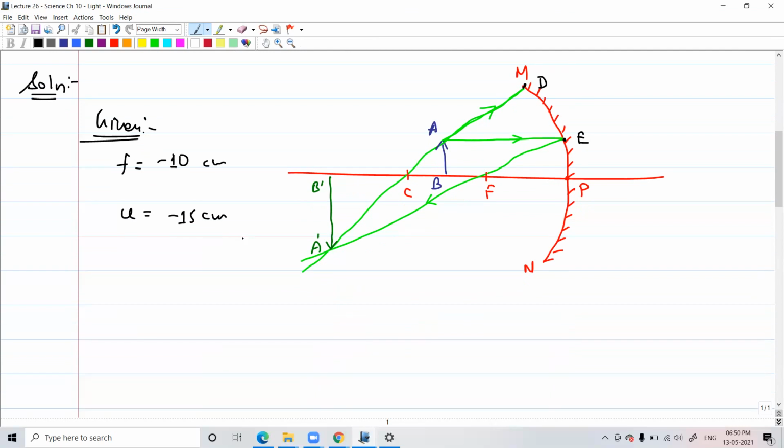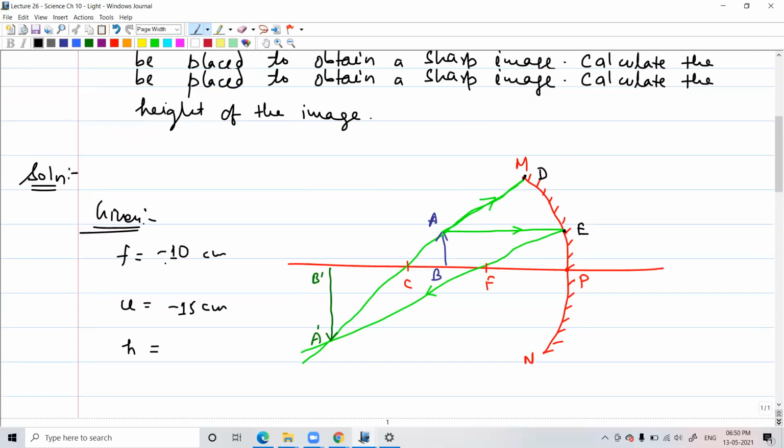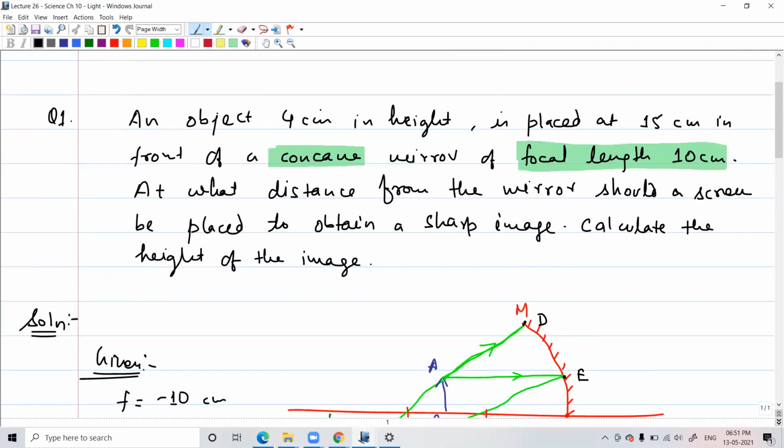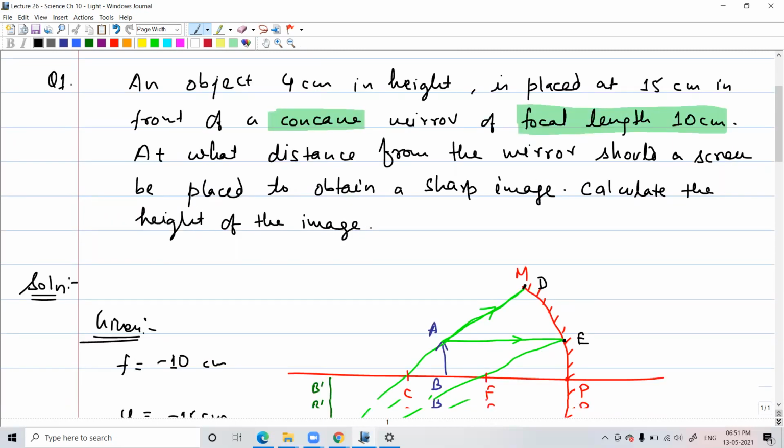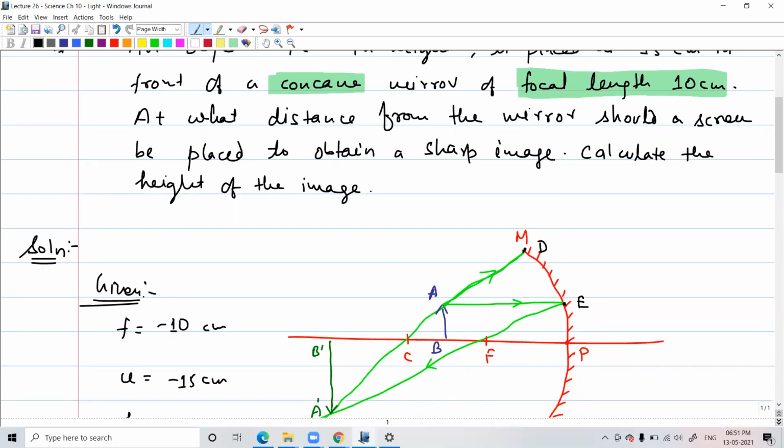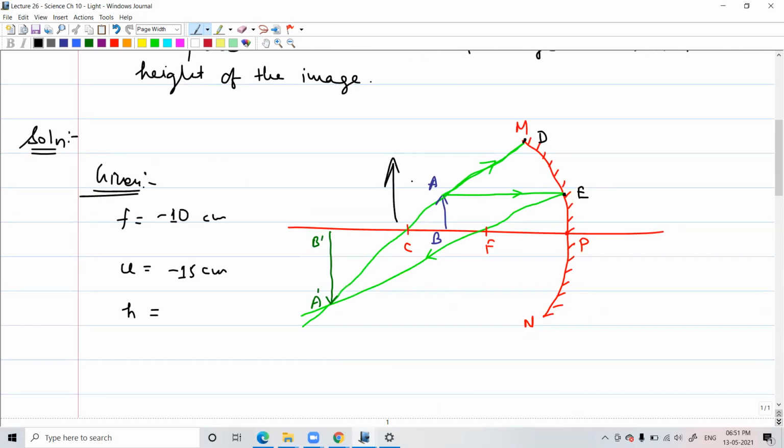So very easily we can find out the V using the mirror formula. But let's write out what else is given. We have been given the object height. What is that? Object height is 4 centimeter. Yes, 4 centimeter. And normally nothing else. It's not given in the question that it is inverted or something. So by default, we'll consider the object to be upright like this. So it will be plus 4 centimeters. So don't need to write a plus over there. Just write 4.